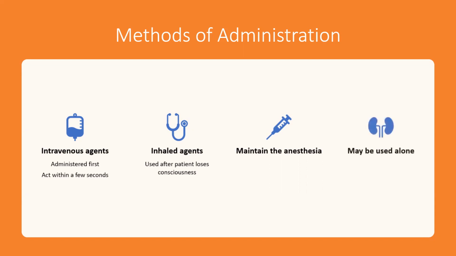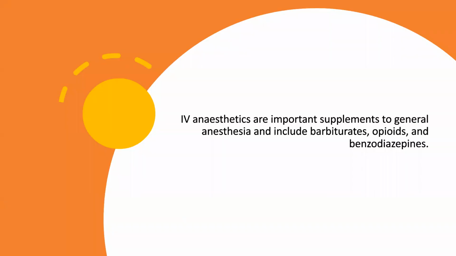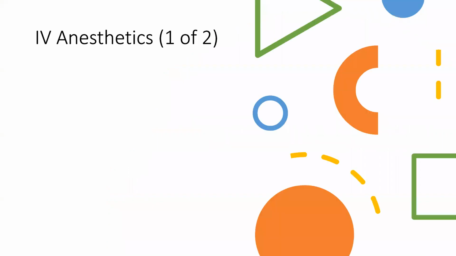We maintain the anesthesia with inhaled agents, and they may be used alone, without giving intravenous agents. So during surgical procedures, when lower stages are required, we might use only inhaled agents. Now, IV anesthetics are important supplements to general anesthesia and include the drugs barbiturates, opioids, and benzodiazepines.